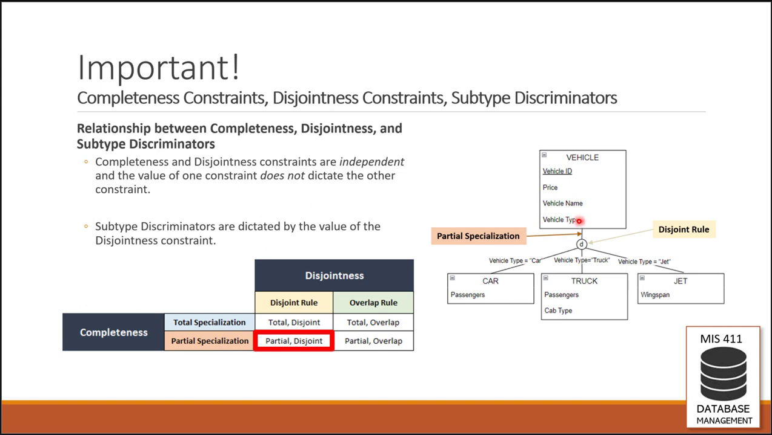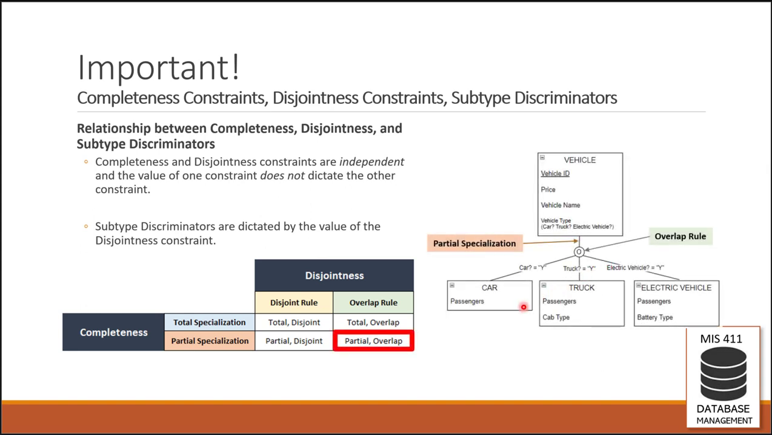So the vehicle type, subtype discriminator, the value, if you had a car, would be car. If it was a truck, it would be truck. If it was jet, it would be jet. But if it was a vehicle type that we did not have a subtype for, and we were just using the supertype, then the vehicle type would just be null. Okay, this is a partial disjoint.